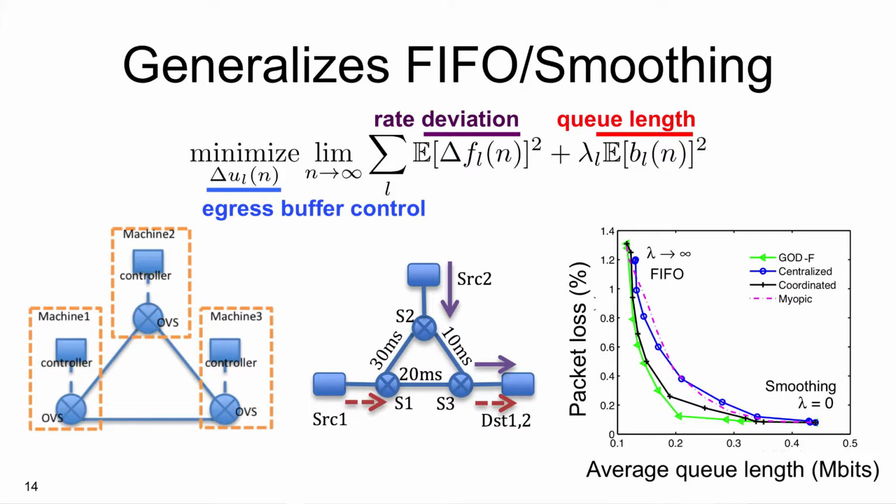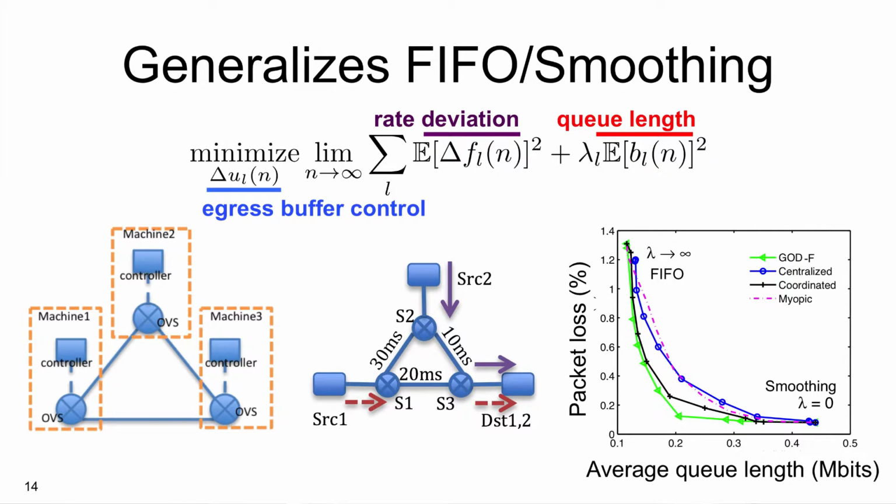If I take lambda to 0, then I'm only minimizing this rate deviation, and then I recover a policy which I'm going to call a smoothing policy, which is I'm just limiting my traffic rate to that specified by my traffic engineering problem. And so as I vary lambda from 0 to infinity, I get this trade-off curve between packet loss percentage and average queue length. And so you can think of the resulting policy here as a dynamic generalization of these two standard policies.